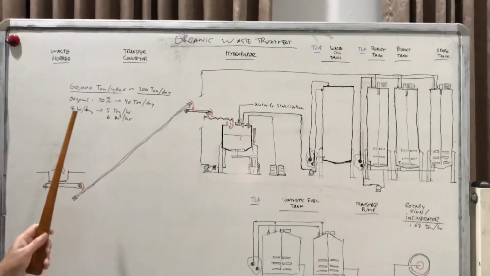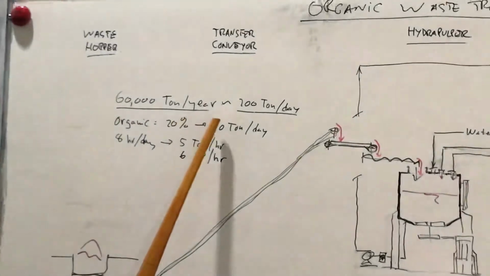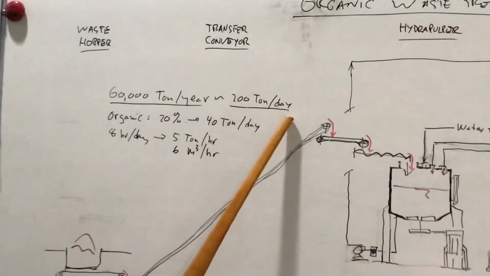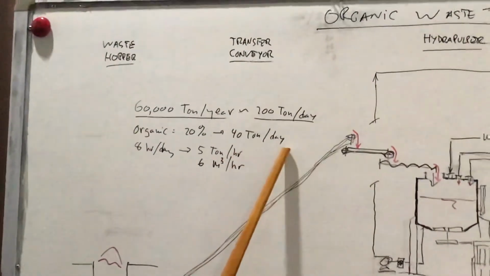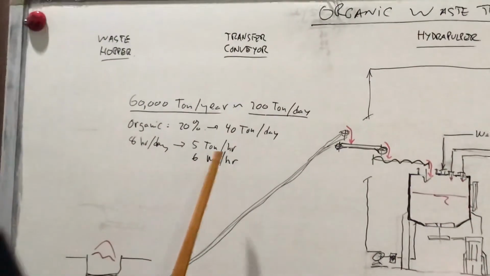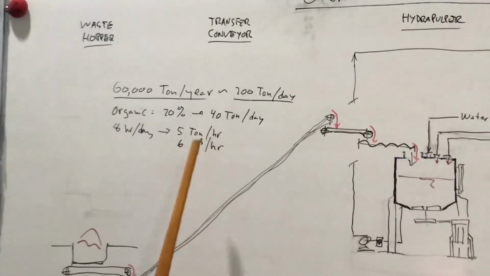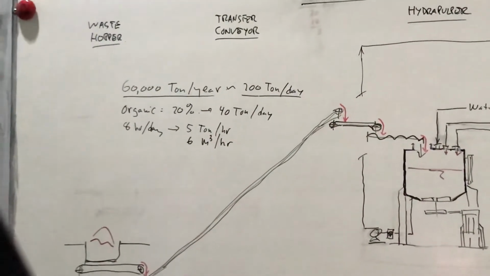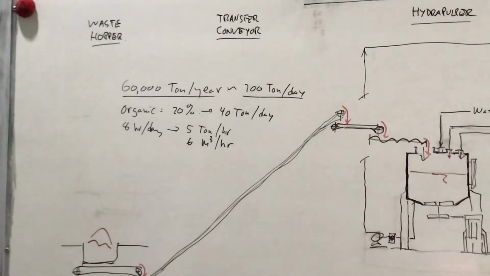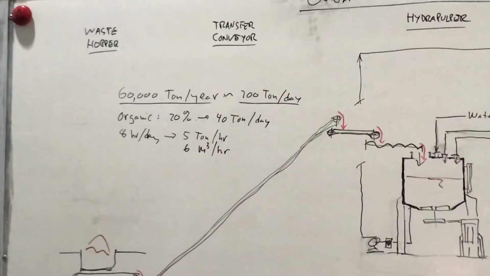First, as I previously mentioned, 60,000 tons per year is 200 tons per day. Organic is only 20%, that's 40 tons per day. In one shift, we have to treat 5 tons per hour or 6 cubic meters per hour. This is talking about organic waste. Organic waste has energy, so you can still reuse it.